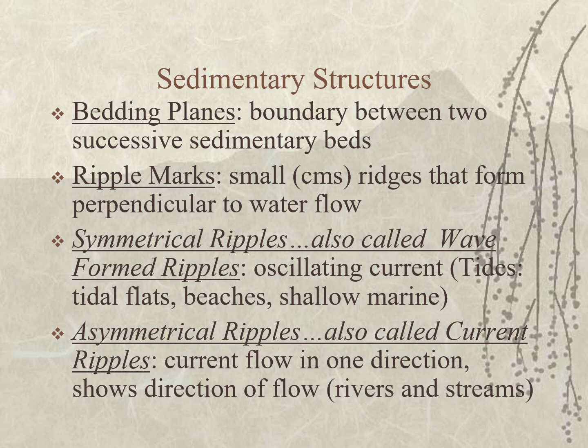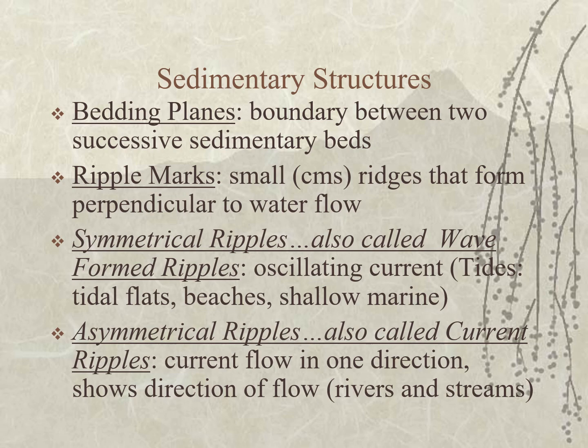Okay, so sedimentary structures. So we've already learned about sedimentary beds, which are just individual layers of rock. How about bedding planes? Bedding planes are simply the boundary between two successive or adjacent sedimentary beds. Then we have ripple marks. So ripple marks, well, they're ripples. They're small ridges, and they're going to form perpendicular to water flow.